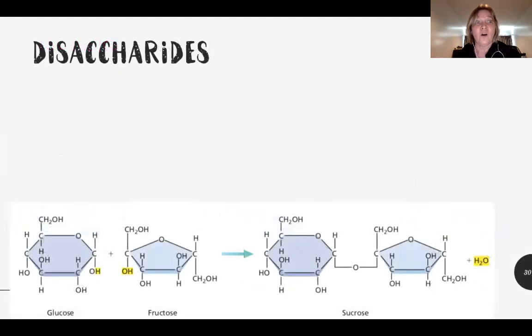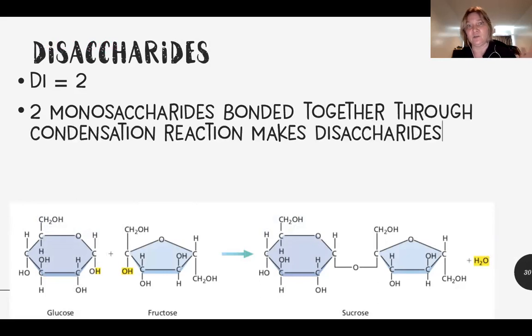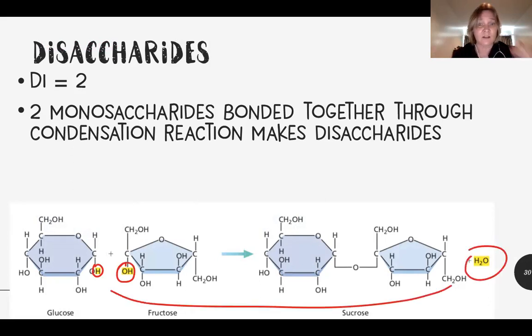Now, for disaccharides, you're going to put 2 monosaccharides together during a condensation reaction, which I taught you in the previous video, where you take the hydrogen from one molecule and a hydroxyl group from another molecule, which produces a water molecule and forms the bond between the 2 monosaccharides, and now you have a disaccharide.